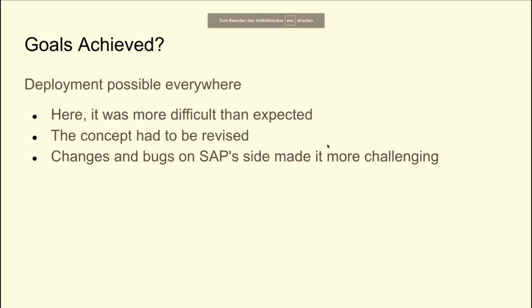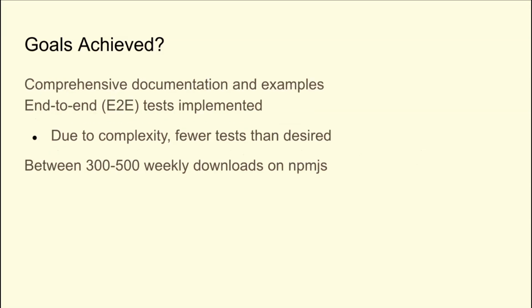Deployment was a bit more difficult because especially there were some bugs in SAP as well. So that was basically the most difficult part. And then end-to-end tests, of course, you always want to have more tests. At least I had some tests. So I test everything, like I test all the V4 and V2 OData, and I test every UI5 long-term support version. Currently, there are 300, 500 weekly downloads on npmjs.